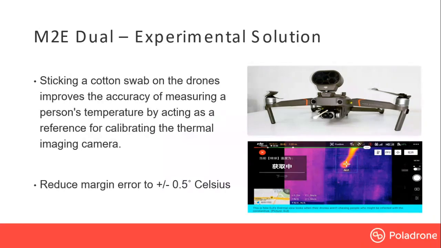As I said just now, the Mavic 2 Dual is used for body temperature measurement. How is the DJI team doing it? They make modifications to the Mavic 2 Dual. Basically, you use a cotton bud stick on the drone itself, acting as a reference for calibrating the thermal camera imaging. By using this method, you can reduce the margin of error to plus or minus 0.5 degrees Celsius. This is an experimental solution by the DJI team itself.